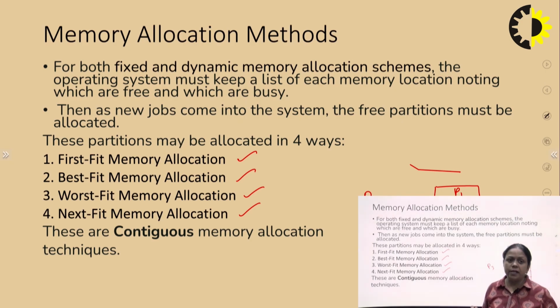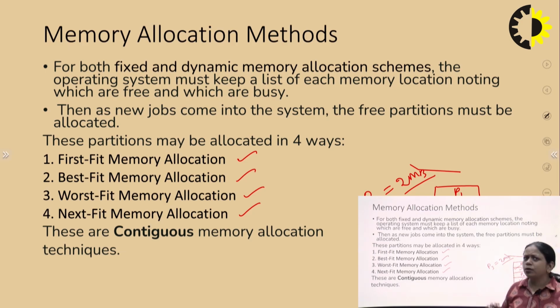First fit means that P3 will go to the first available memory location. In best fit memory allocation, the size matters. If the size of P3 is 2 MB, then P3 will be inserted in the hole whose size is closest to 2 MB. Next is worst fit, the largest fit memory allocation, where the largest memory block will be allocated to P3.